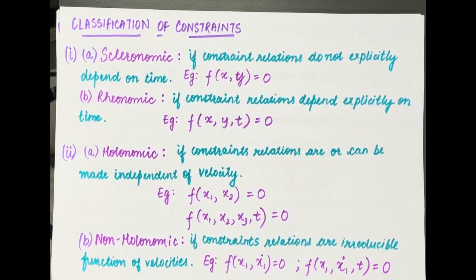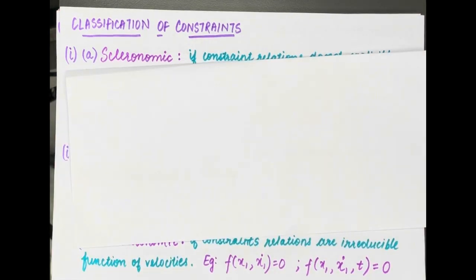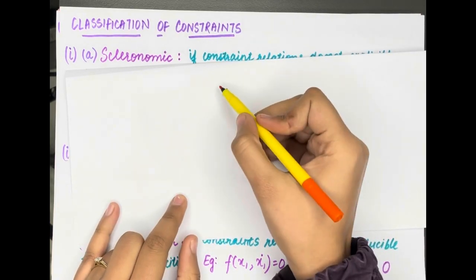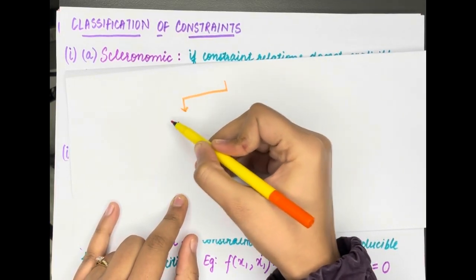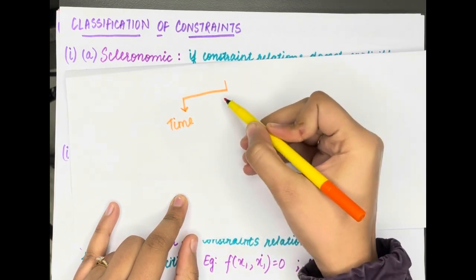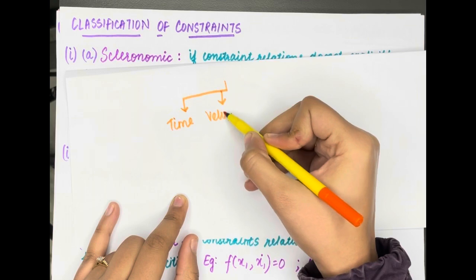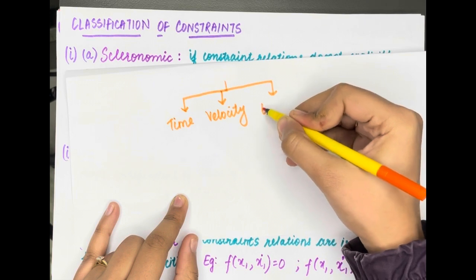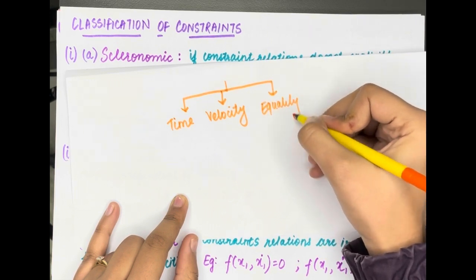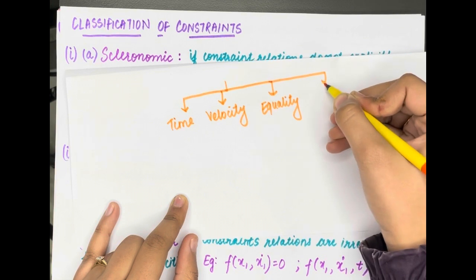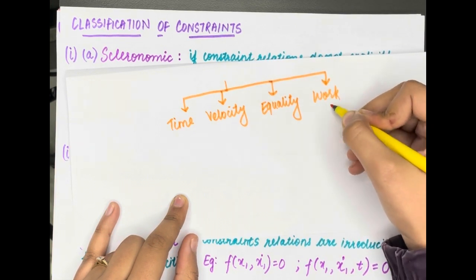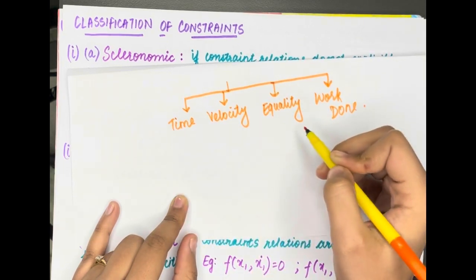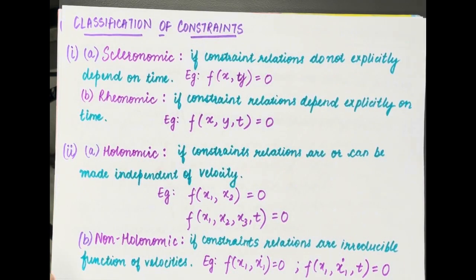Okay, so the next topic is classification of constraints. Before we start reading this, let me tell you something. There are several ways by which we can classify constraints. The first way is by considering time. The second way is by considering velocity. The third way is by considering equality. And the fourth way is by considering work done. You don't actually need to make this, but you should know this. Okay, you can simply start writing.